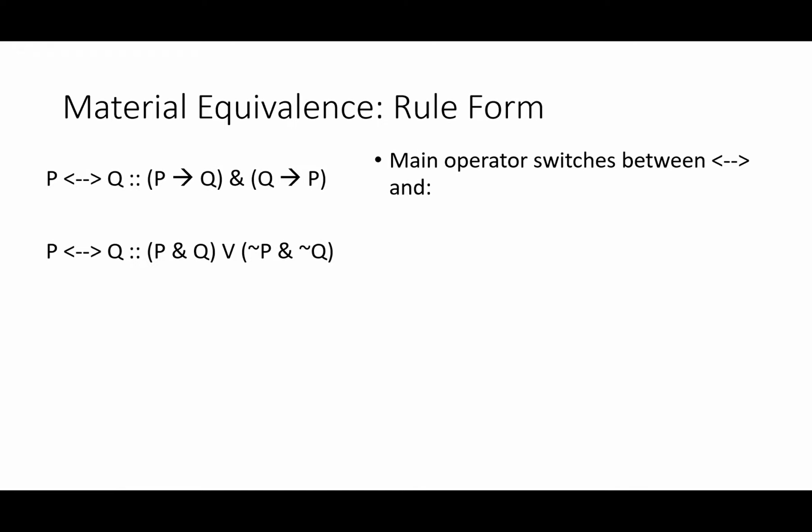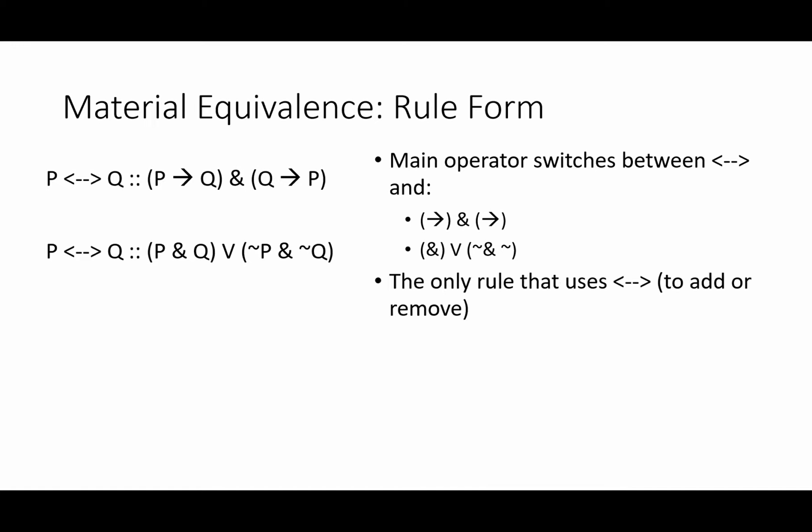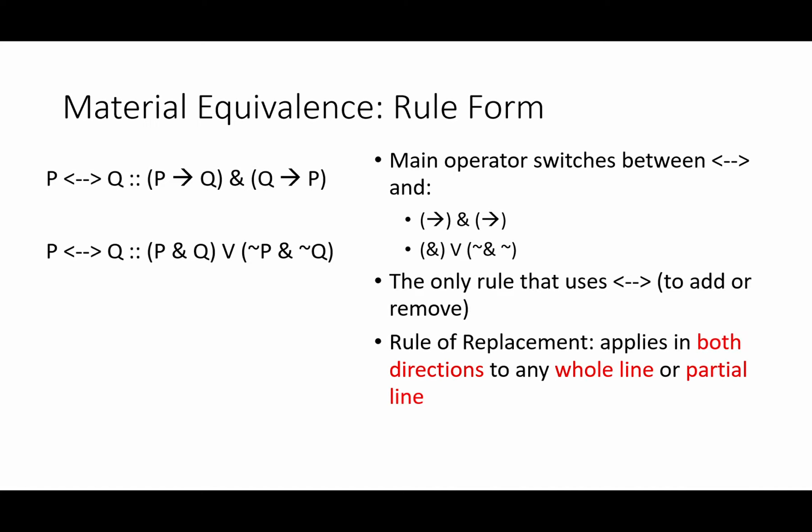This switches the main operator between double arrow, and arrow, and or not and not. This is the only rule that uses the double arrow, whether to add it or remove it. As a rule of replacement, it applies in both directions to any whole or partial line. It cites one line and results in one line.